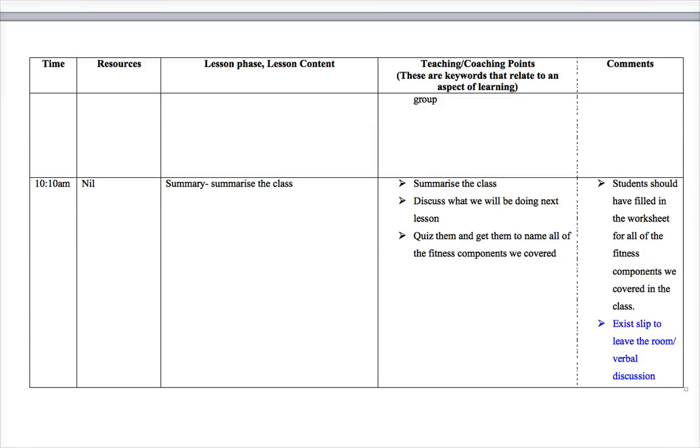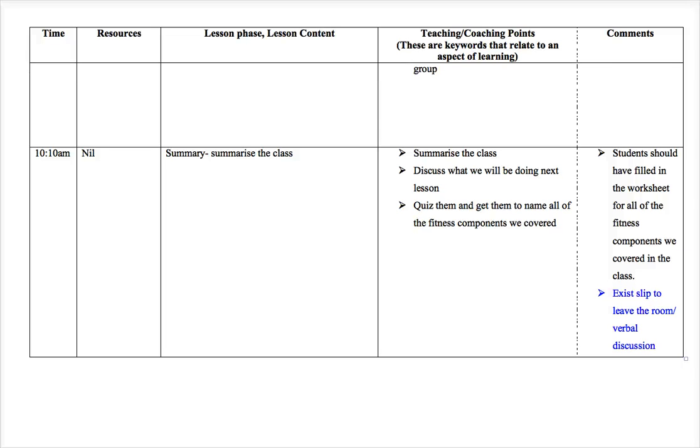To finish the lesson, I'd summarise the class, discuss what we'll be doing next lesson, quiz them and get them to name the fitness components, and then have them create their exit slip and leave the room with a verbal discussion. I would make sure they're all on task, and that the ADHD student understands and doesn't feel pressured. And yeah, that's my lesson plan for an ADHD student. Thank you.